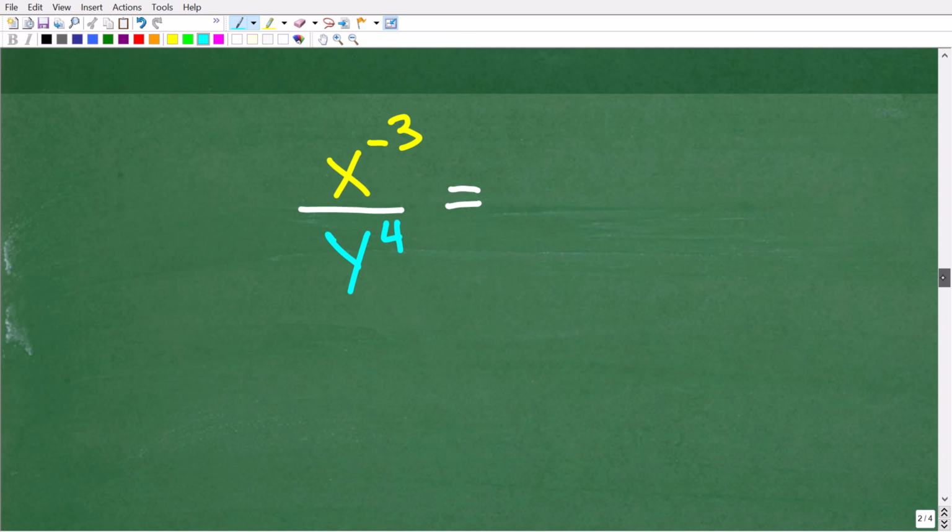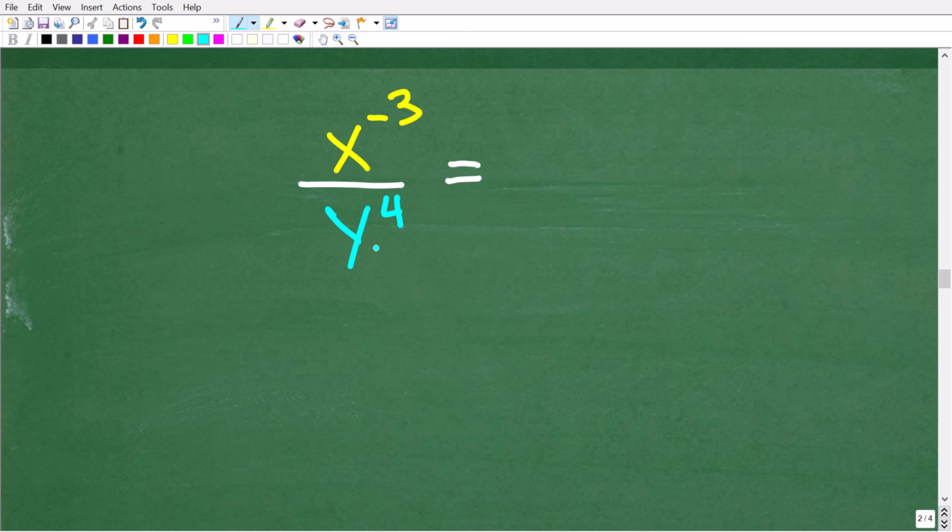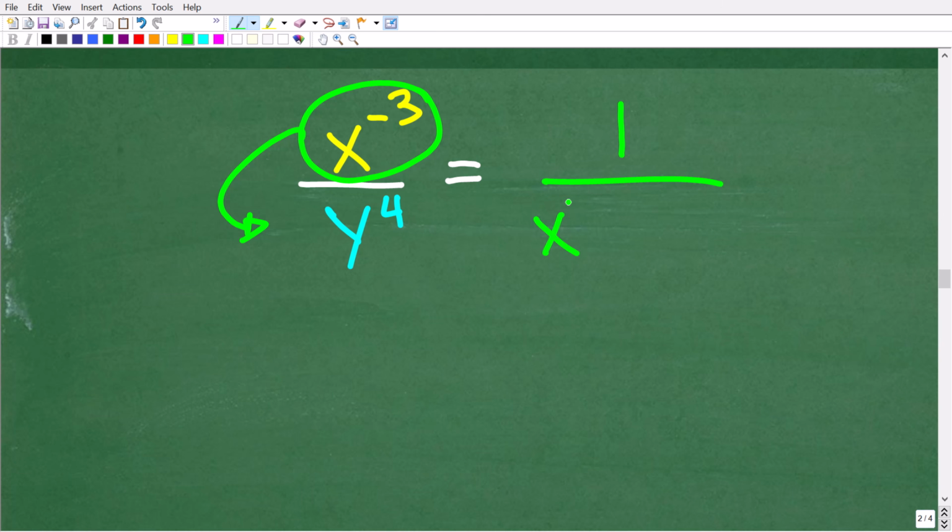So here we have x to the negative 3 over y to the 4th power. How can we write this problem without negative exponents? What we can do here is simply take this entire power here and put it down in the denominator. That's going to leave me with 1 over x cubed times y to the 4th power. Anytime you move something, there's nothing left in your fraction. There's always a 1. So I can write this expression this way.